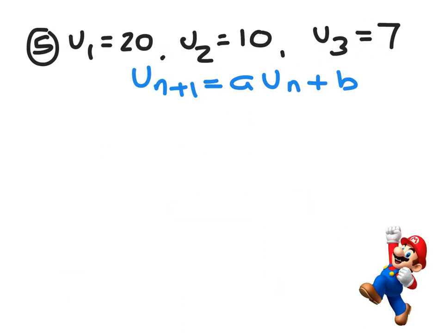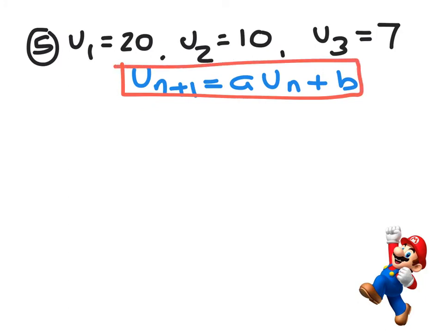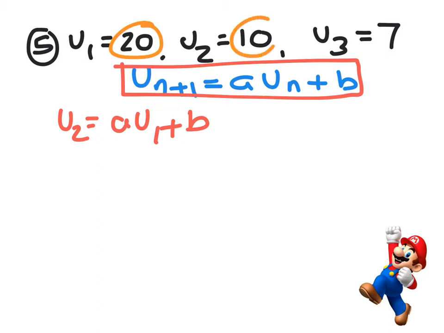Question 5. This is a very, very common question, guys. 3 consecutive terms, find a and b. So, from your recurrence relation, this part here, we know that u2 is a times u1 plus b, and we know that u1 is 20, and we know that u2 is 10. So that means 20 times a plus b equals 10.